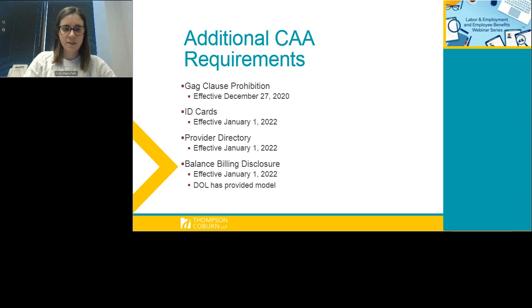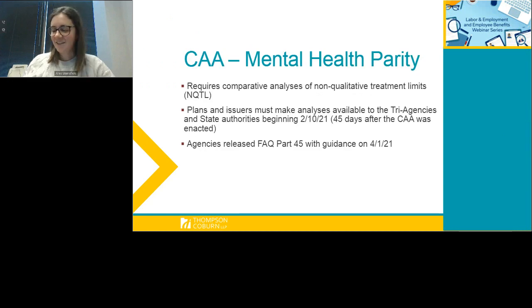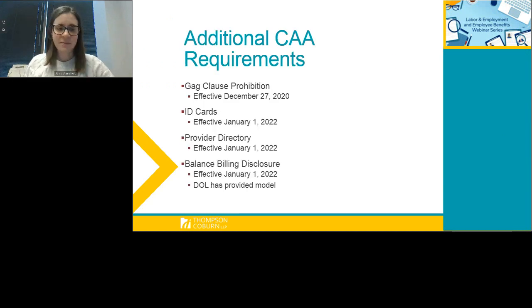All right, so additional requirements under the Consolidated Appropriations Act, and these don't really overlap with the transparency and coverage regulation requirements. These are just sort of standalone transparency requirements in the CAA. First is a prohibition on gag clauses. This went into effect when the CAA was passed back on December 27th of 2020.